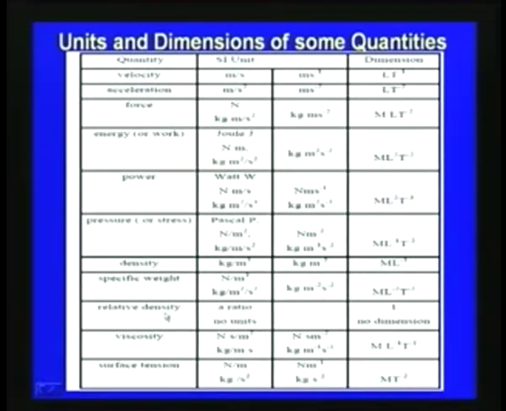And then the next one is relative density. Relative density is a ratio, so there is no dimension. And then viscosity. This is generally the dynamic coefficient of viscosity, with unit Newton second per meter square or kilogram per meter second, so kg m to the power minus 1 s to the power minus 1. So, the dimension is M L to the power minus 1 t to the power minus 1. Surface tension is Newton per meter or kilogram per second square, so it is M t to the power minus 2. These are some of the generally used quantities in fluid mechanics and their corresponding units and dimensions.